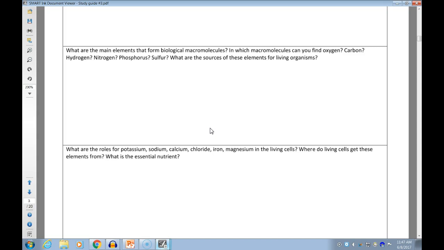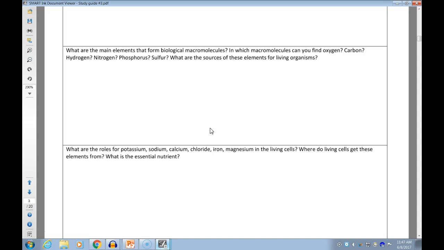Roles and sources of the elements. We talked about it. If you answer that the main source of phosphorus is air, it is wrong. This is kind of an easy part because a lot of that stuff is obvious. Phosphorus is going to be mineral deposits. Oxygen is going to be from the air.